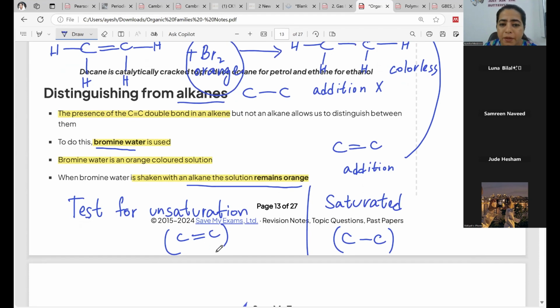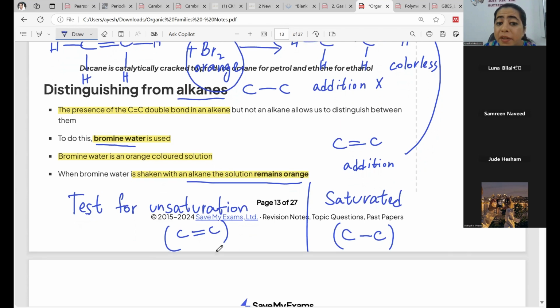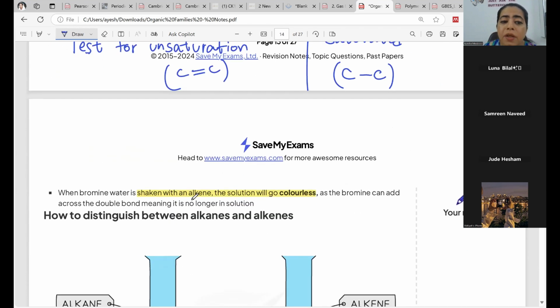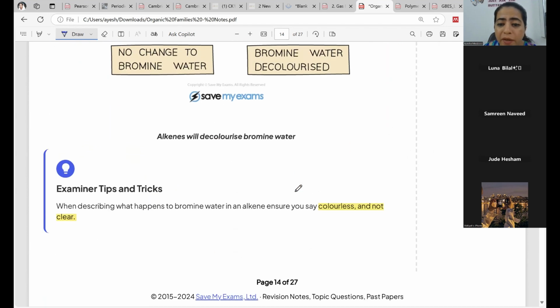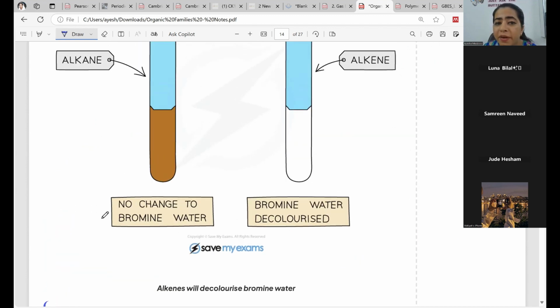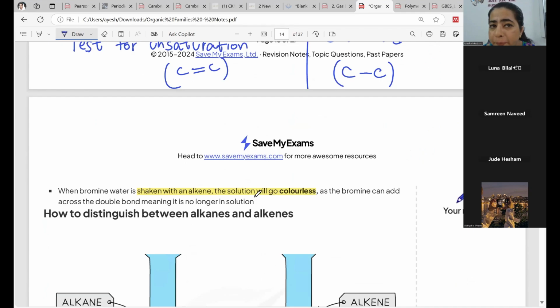When you are writing the color change, it is very important to write that the orange or brown solution goes colorless. Don't write clear. If you write clear, clear is not the right answer. Colorless and clear have a difference. So colorless is the right word over here, not clear.